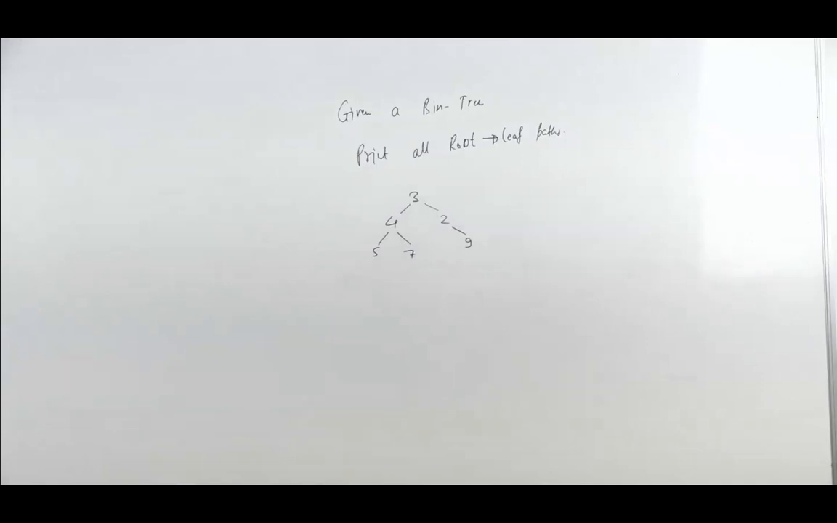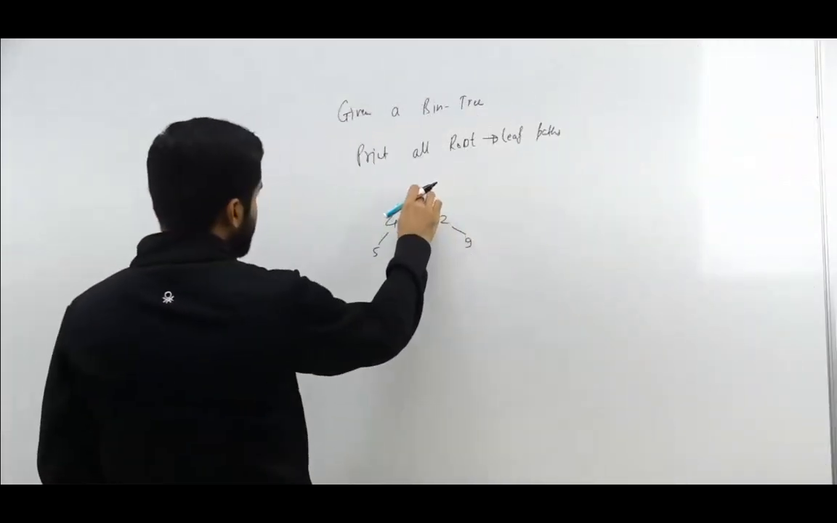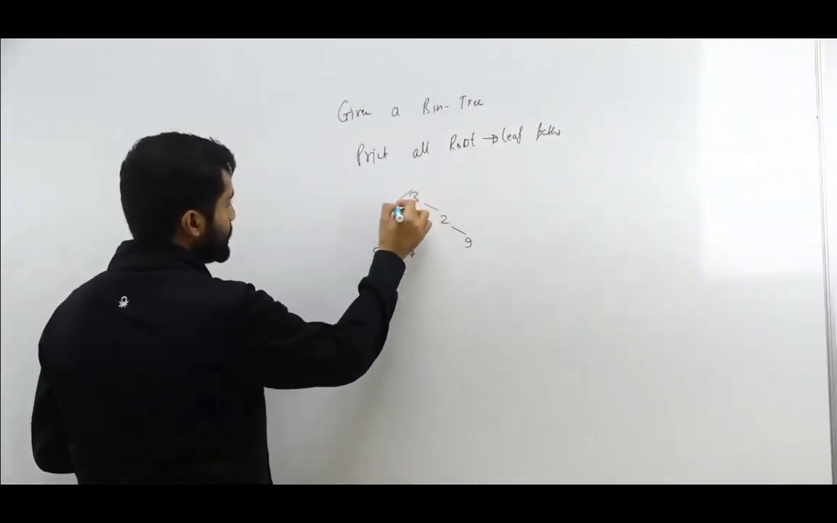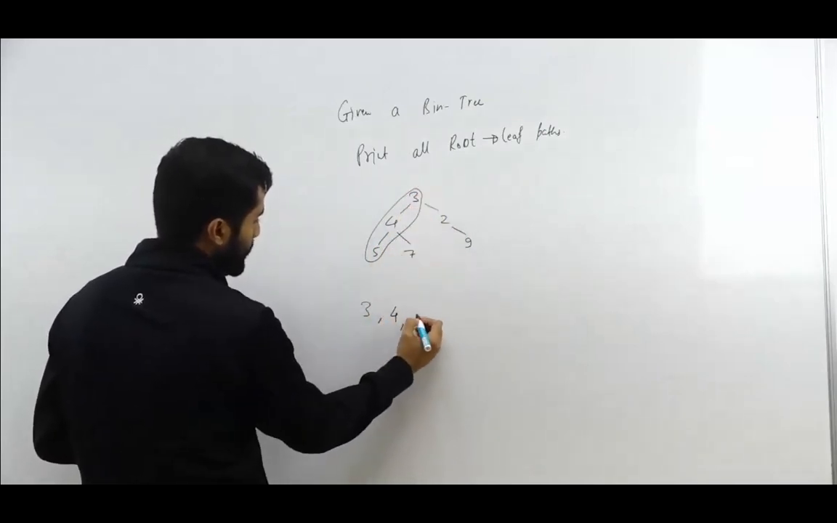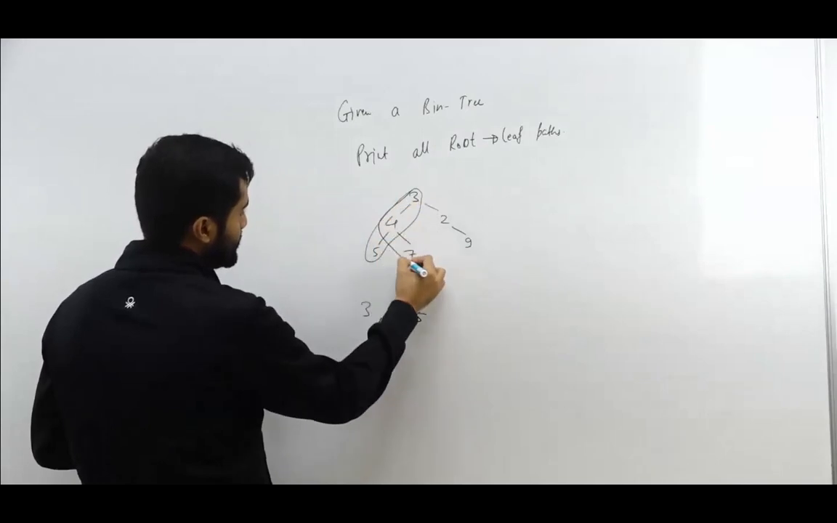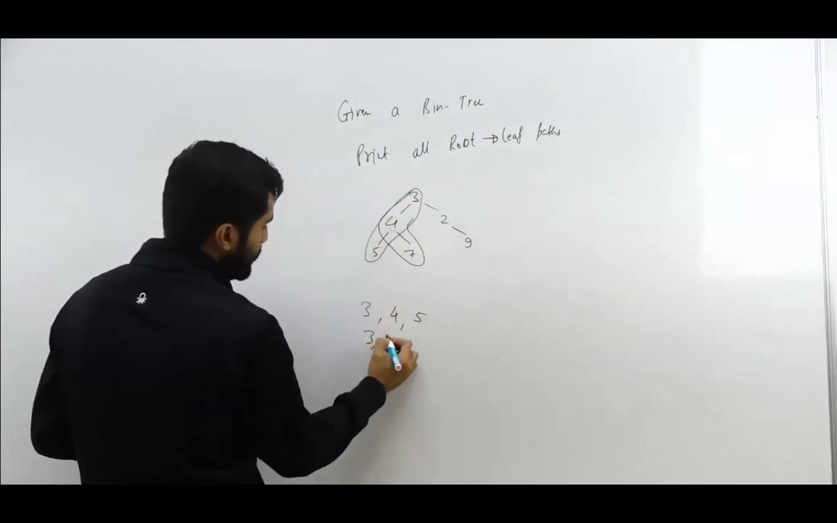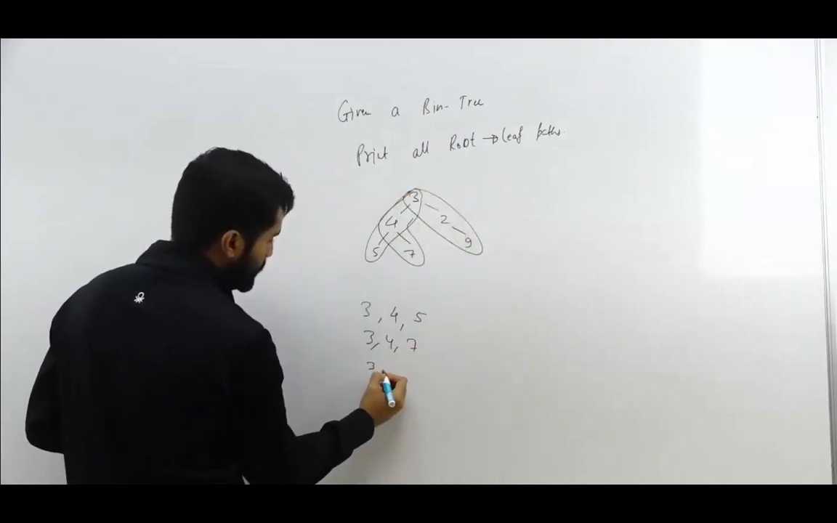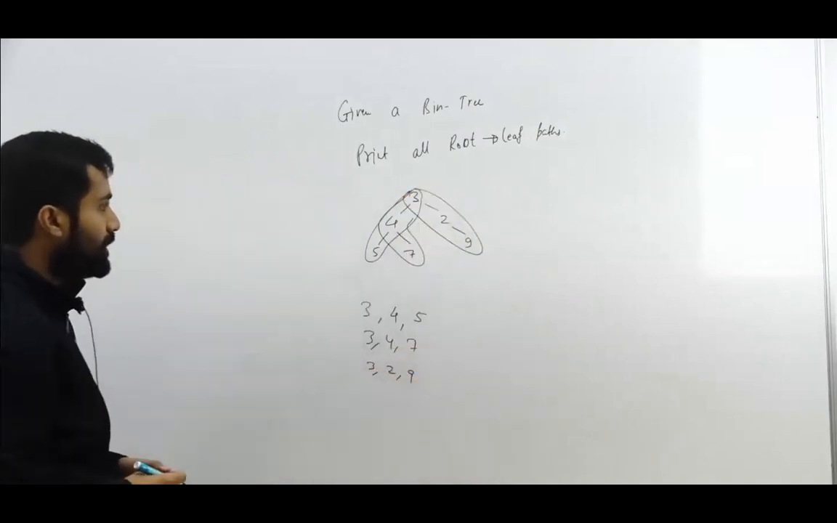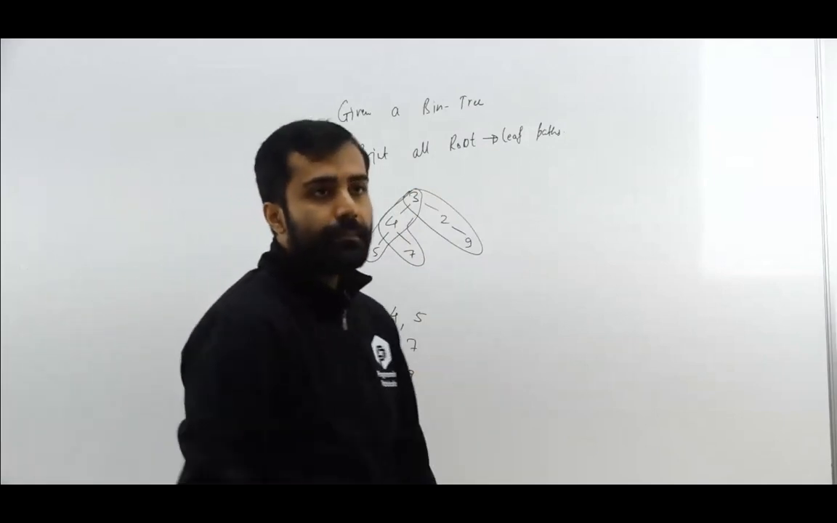There are 3 root to leaf paths. Can I say that the number of root to leaf paths will simply be equal to the number of leaves? Isn't it? See, there is only one root, but there are multiple leaves. So this is one path, 3, 4, 5. And this is another path, 3, 4, 7. And that is the final path, which is 3, 2, 9. So similarly, there can be multiple root to leaf paths.